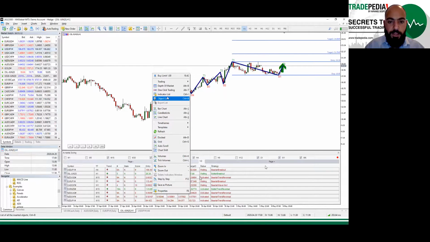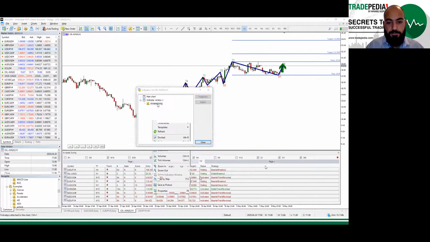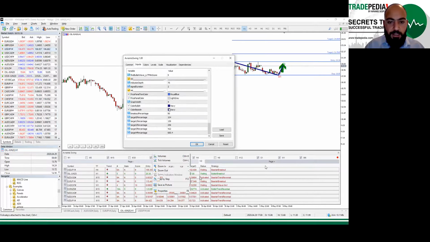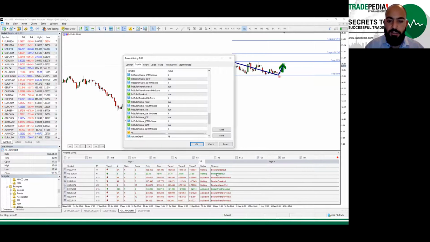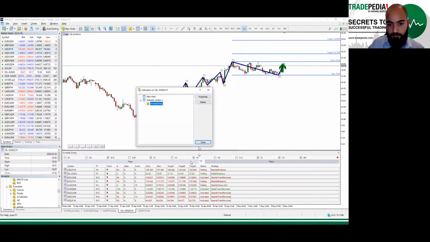And I can go again to the indicator's parameters, and I can choose, for example, which entries, which strategies to show. If you don't want to take the breakouts, you can say false. So find bullish breakout, false. Or keep it true. I like to see all the trades and then choose from here.